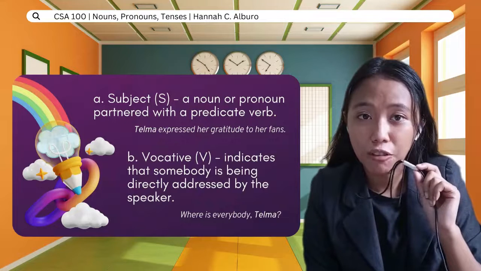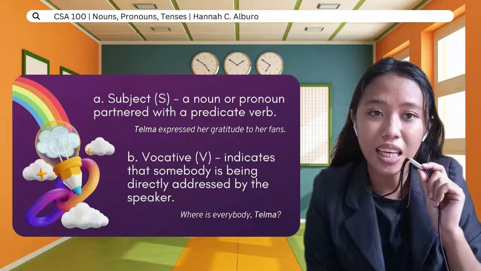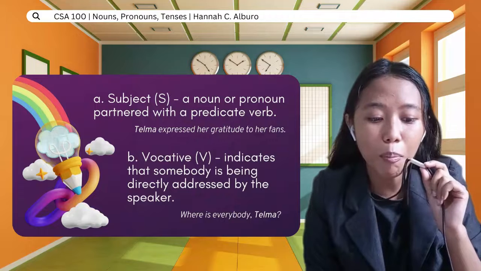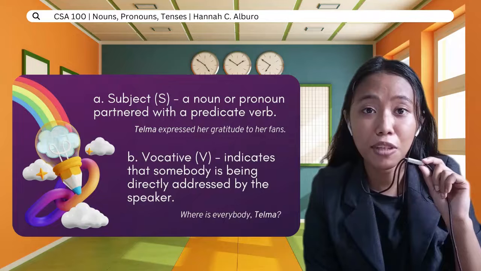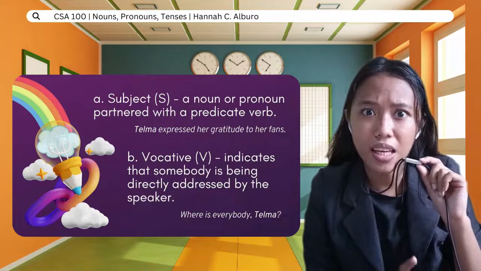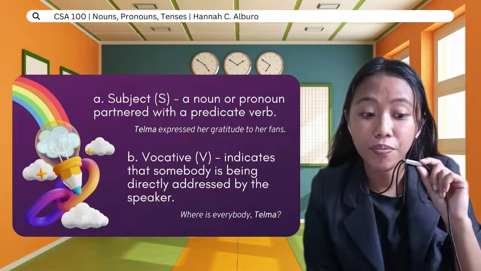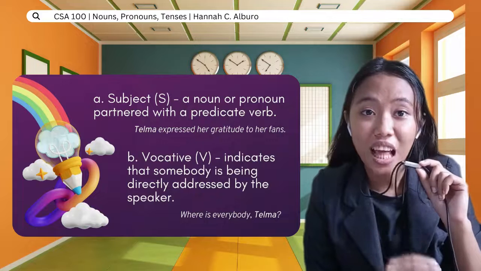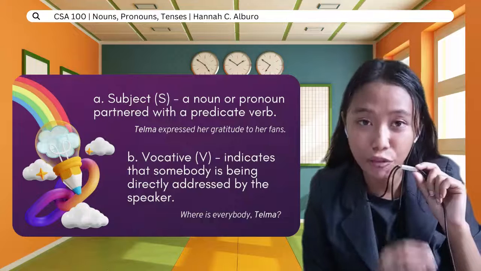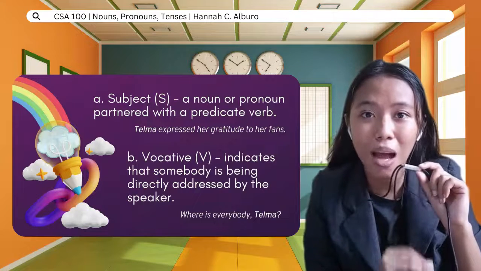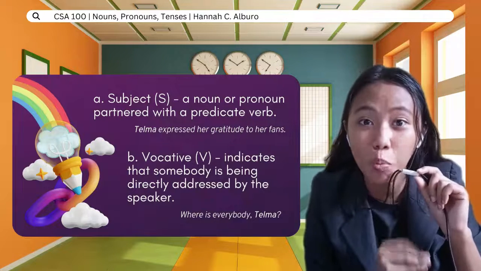Next is we have vocative. So a noun that functions as vocative indicates, no? It indicates that somebody is being directly addressed by the speaker. Take for example the sentence, where is everybody, Thelma? So in here, Thelma is the noun that functions as a vocative because Thelma is the one that is being addressed to by the speaker, no?